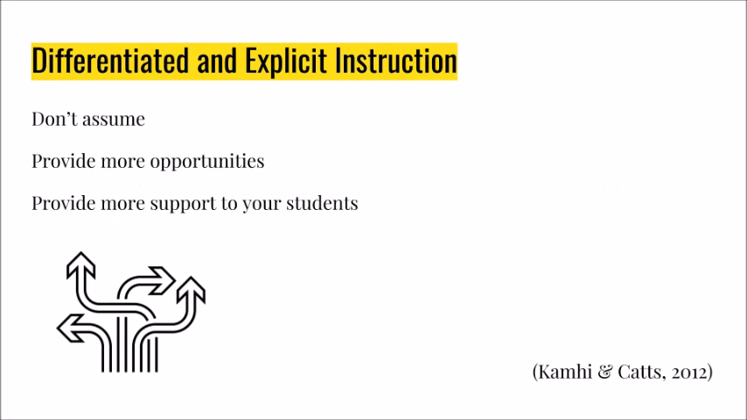Research consistently suggests that children who have reading disorders require differentiated and explicit instruction in language in order to develop decoding skills. What does this mean? Don't assume. Instruction becomes explicit when the teacher makes fewer assumptions about the pre-existing skills and abilities that their students have. Provide more opportunities. Provide as many opportunities as possible for your students to learn. This might include lengthening total instruction time, reducing teacher and student ratios, and increasing the number of instructional interactions per day or per week. Also, provide more support to your students.